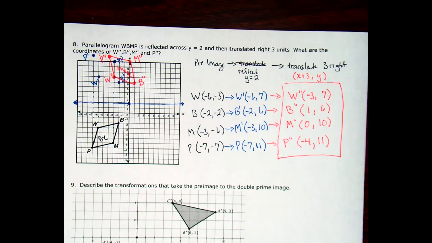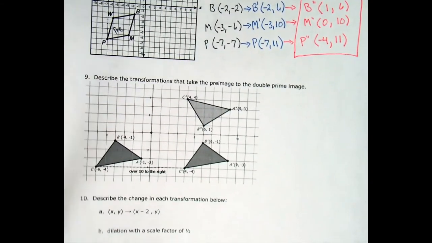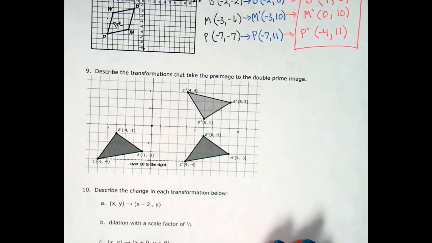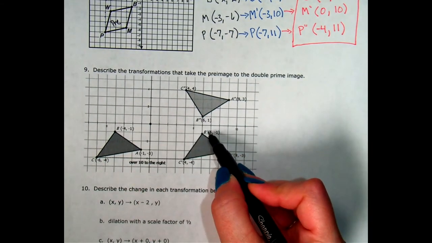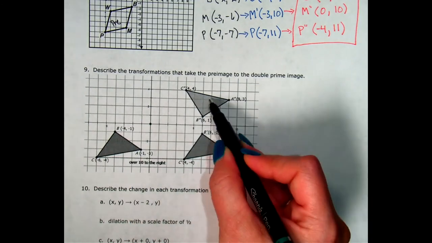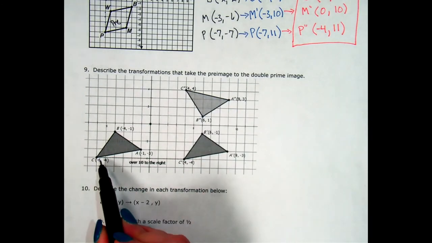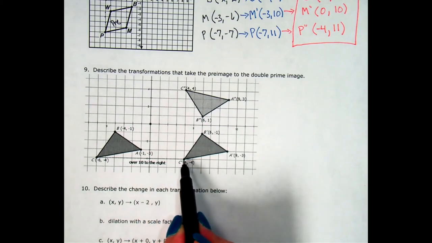Okay? Let's look at number 9. Number 9 wants me to describe the transformations that take place, that take the pre-image to the double prime image. Okay? So I've got B, I've got B prime, I've got B double prime. I want to figure out how I'm getting from here to here, and then from here to here. Okay? Well, this is already counted for me, so that's kind of nice. It already tells me I'm moving 10 to the right.